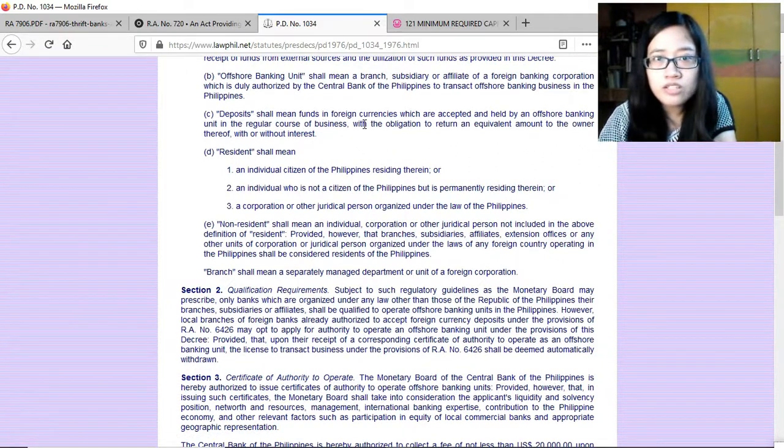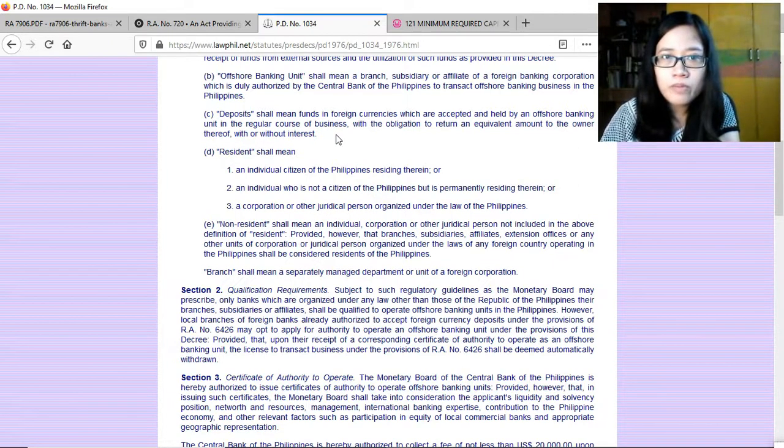Deposits shall mean funds in foreign currencies which are accepted and held by an offshore banking unit in the regular course of business, with the obligation to return an equivalent amount to the owner thereof, the depositor, with or without interest, depending on the type of account.